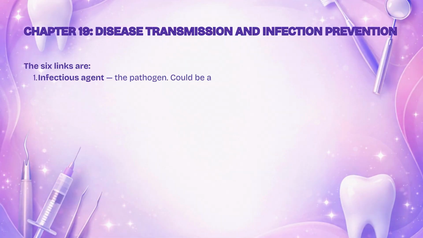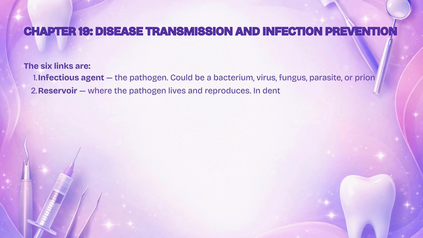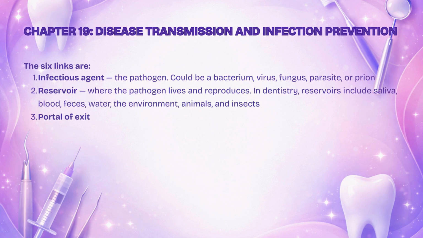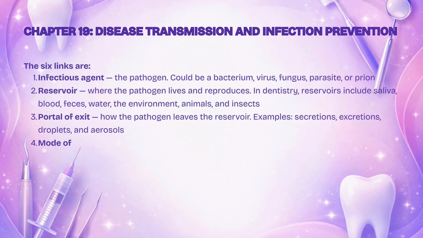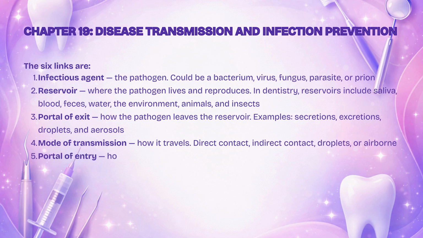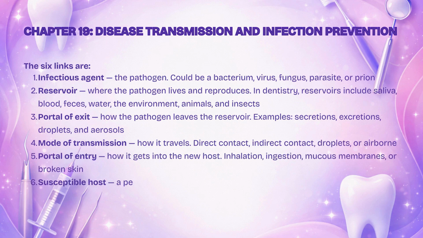The 6 links are: number 1, infectious agent. This is the pathogen. Could be a bacterium, virus, fungus, parasite, or prion. Then the second one, reservoir, where the pathogen lives and reproduces. In dentistry, reservoirs include saliva, blood, feces, water, the environment, animals, and insects. Third, portal of exit. This is how the pathogen leaves the reservoir. So examples, secretions, excretions, droplets, and aerosols.